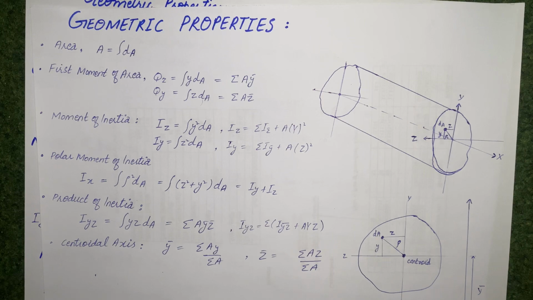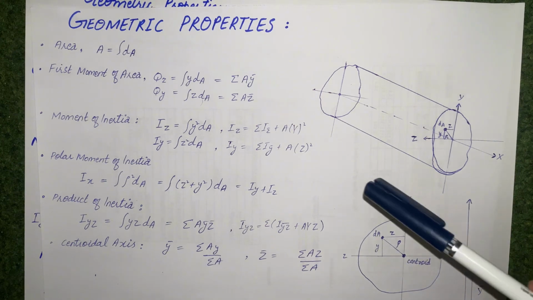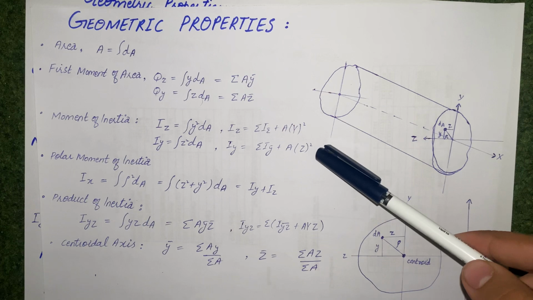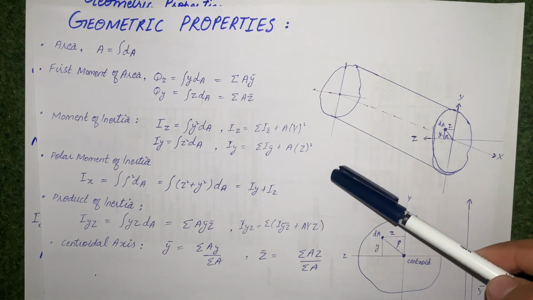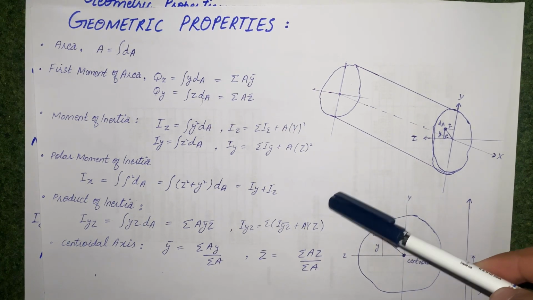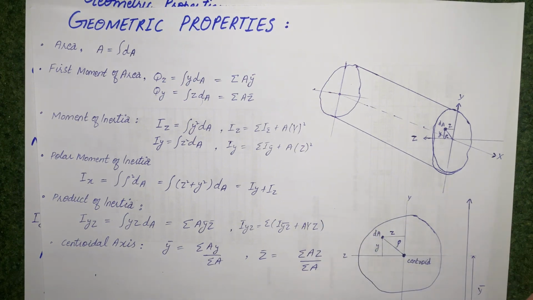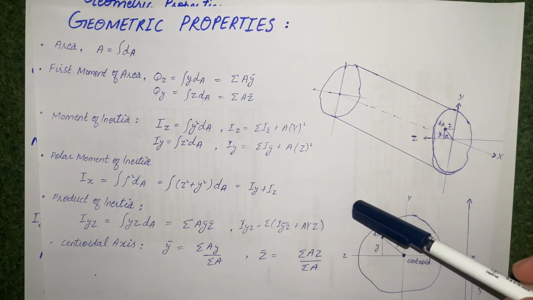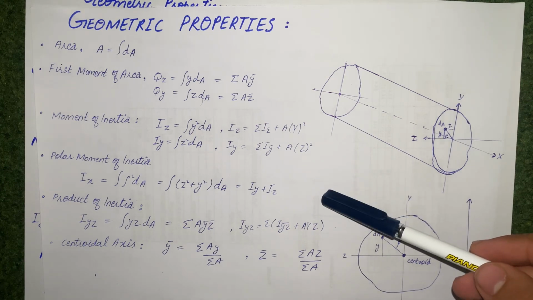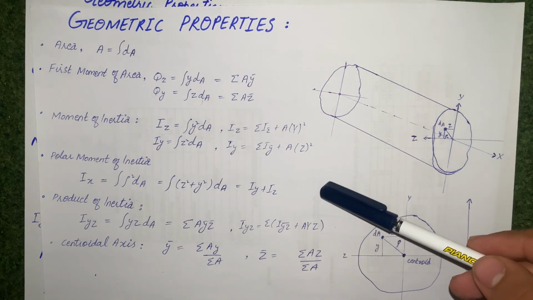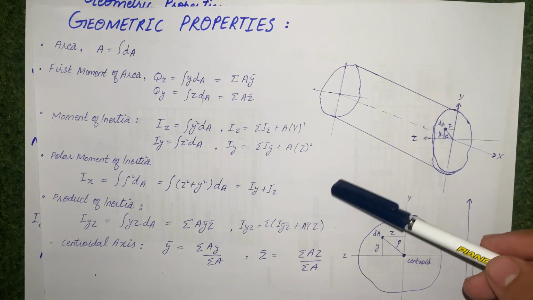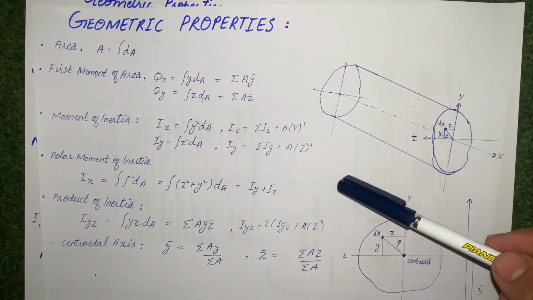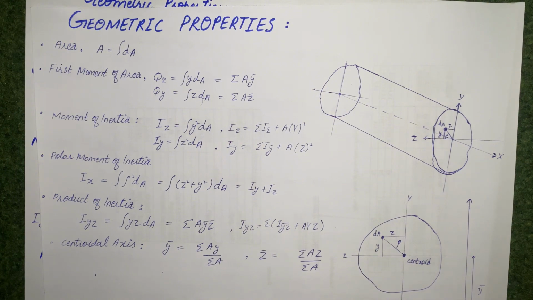For example, if we discuss the stress equation, the shear stress equation, tau is equal to VQ divided by IB. In this equation, moment of inertia is the geometric property. Similarly, if we consider the equation of axial stress, which is equal to P divided by A, here A is the geometric property. The relationship between the force and stresses or deformations is made through the geometric property.